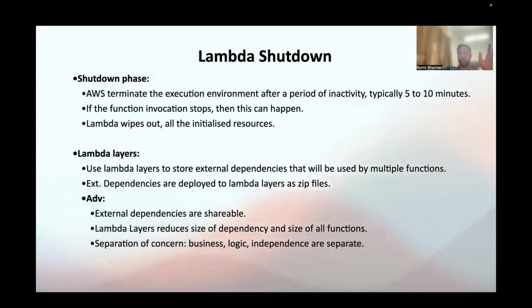Okay, so AWS will terminate the execution environment after a period of inactivity, typically 5 to 10 seconds. If the function invocation stops, then this can happen. So if the function is no longer getting executed, it will wait for 5 minutes and then the execution environment would be terminated.